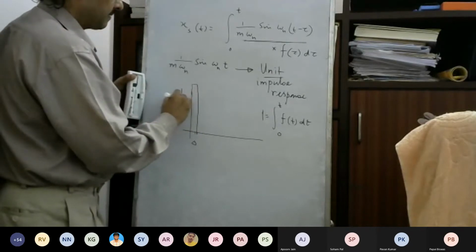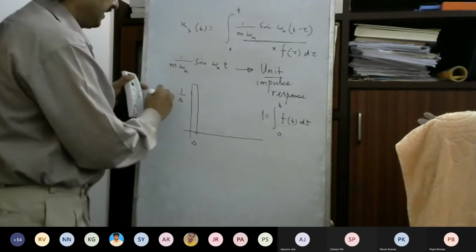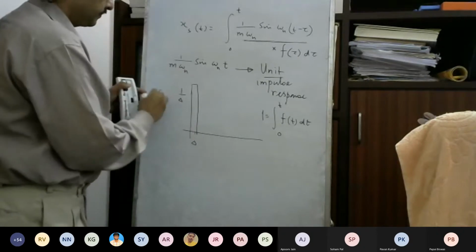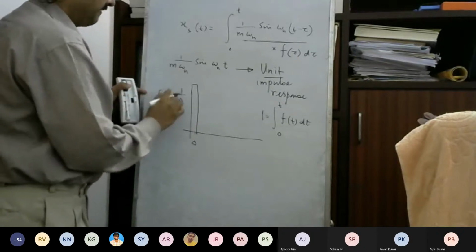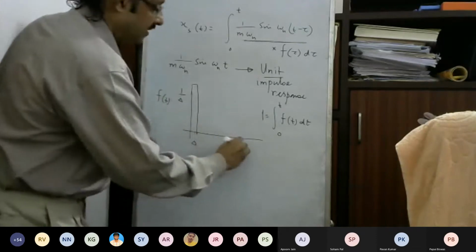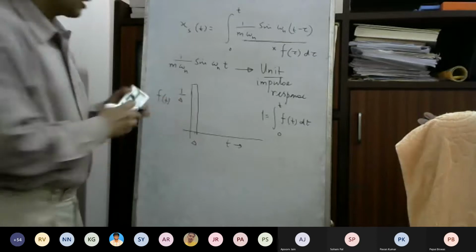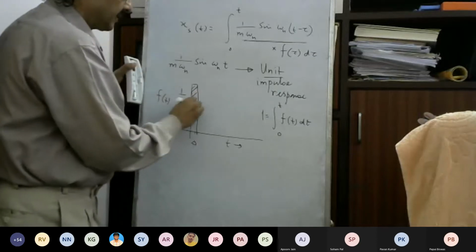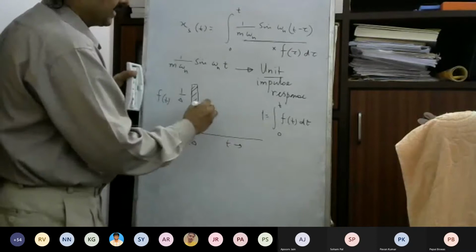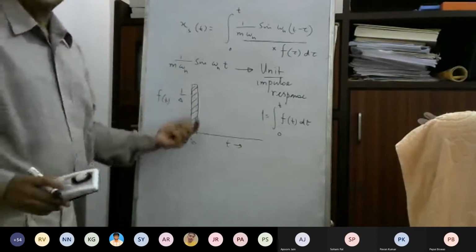The impulse is 1 by delta. So the magnitude of this impulse, so therefore F(t), I am drawing. This is over a time interval delta, and its magnitude is 1 upon delta. So the area under this curve, which is nothing but the impulse due to this force, is unity. So this force is actually a unit impulse.